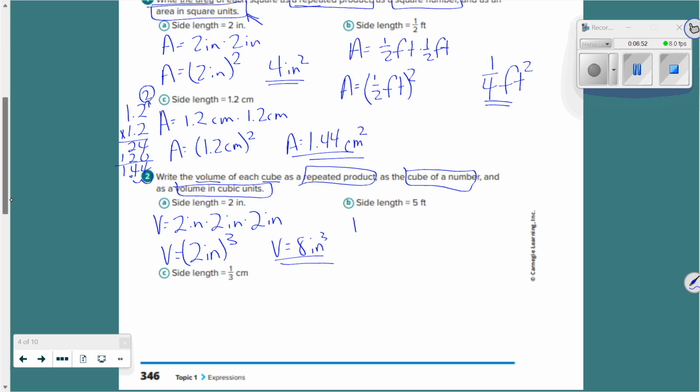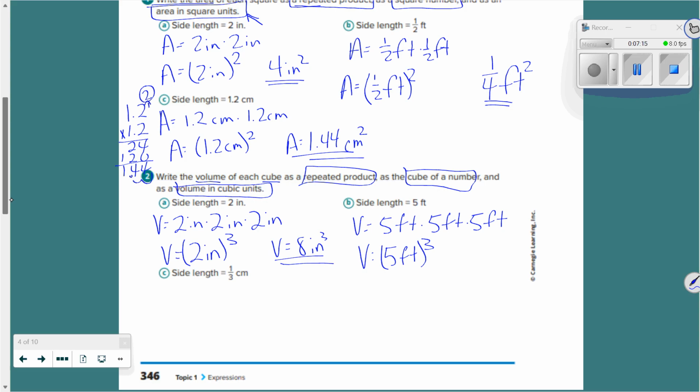With a side length of 5 feet. Again, all that's going to change is what I'm putting down. But the format will always be the same. Same formula. 5 feet cubed. Here's where I saw a lot of people getting into trouble. Is this just 3 times 5? No, it's 5 times 5 times 5.